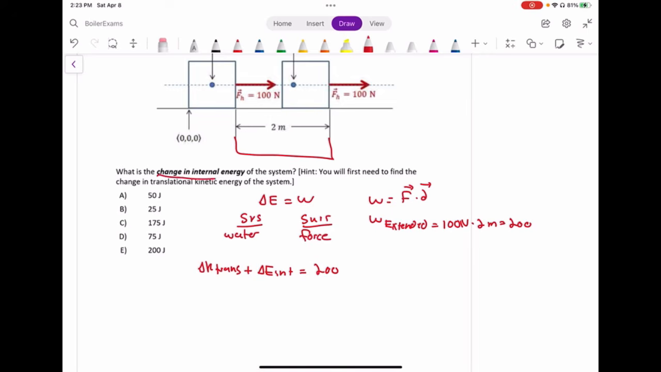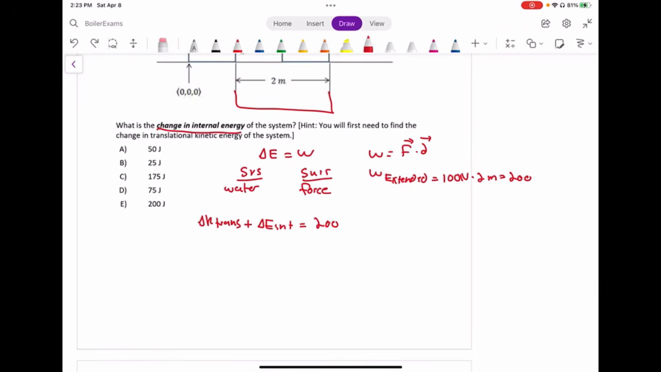We want the change in internal energy. We want this term, but in our current equation we have 2 unknowns. So this is where we need to pull out the point particle system. This is our energy principle. That is bad handwriting. That's our extended system energy balance right there. Now let's take a look at the point particle. The point particle will tell us what delta K trans is, so that we can subtract it over to the other side and solve for E internal.